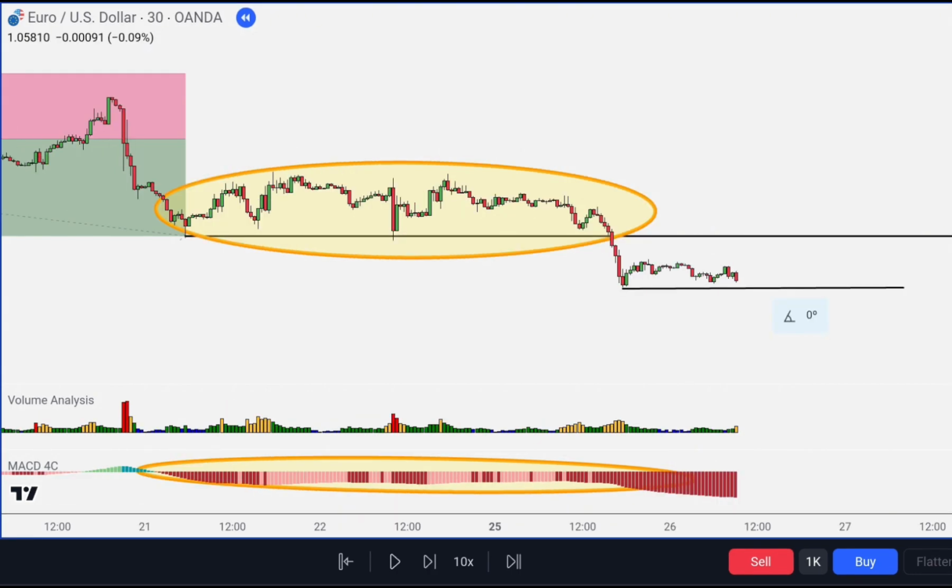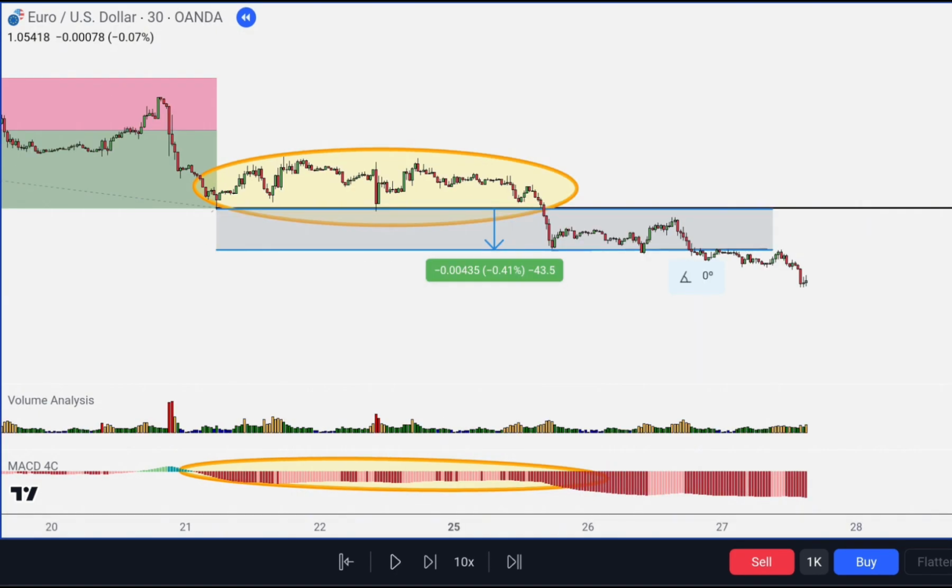Yes, the price has formed a new clear low level. We draw a support line here as well. The fact that the MACD 4C indicator is below zero gives us the possibility to continue. We see that the last formed low level is also broken.